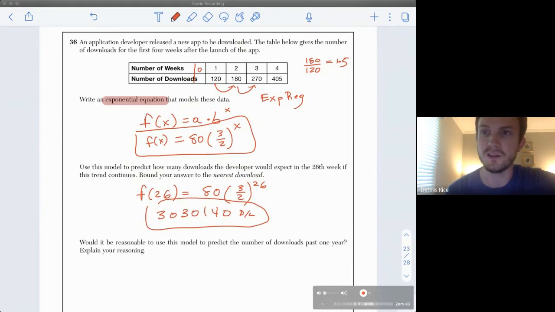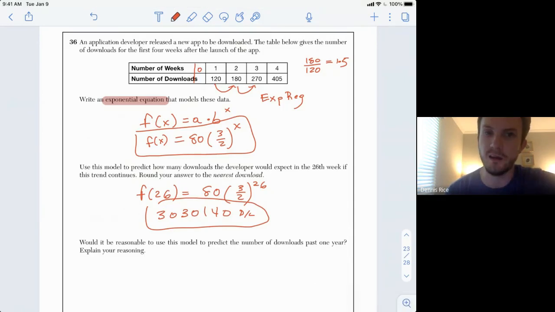Kind of a weird question, because most people are like, yeah, you would just plug in 52 weeks, 53 weeks. The answer to this is actually no. It's not reasonable. And you might be like, who says I could plug in whatever I want? You have to bring some common sense to this. A few things you can say: oh, no, it's not reasonable. You could say the numbers would get too large to accurately model the data, right?